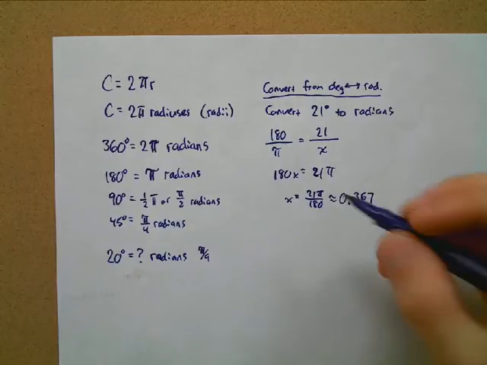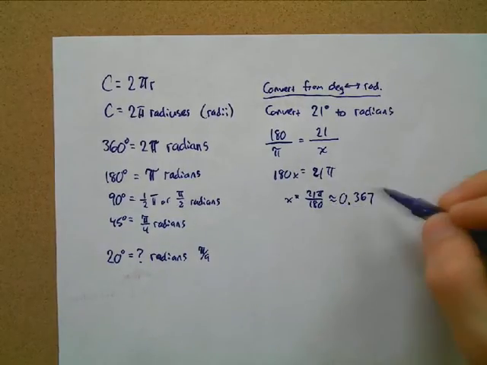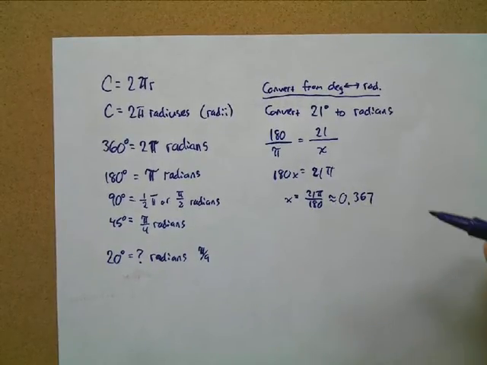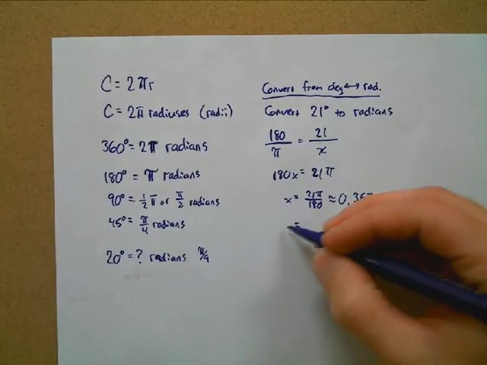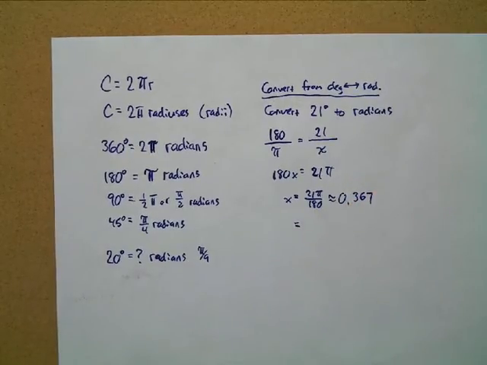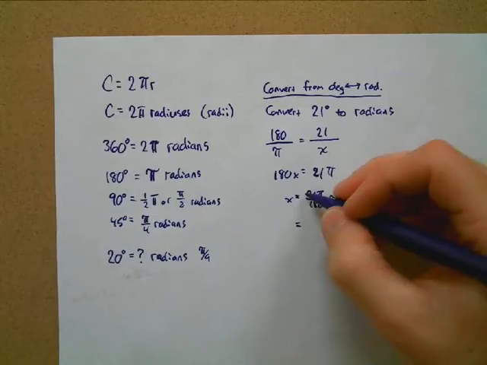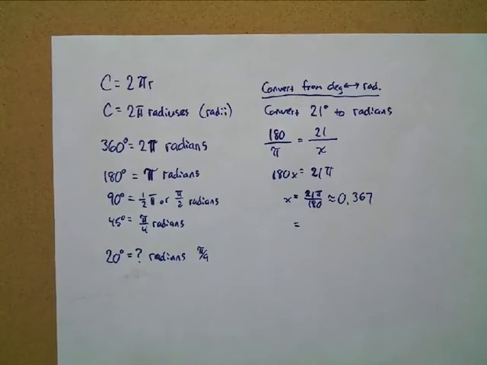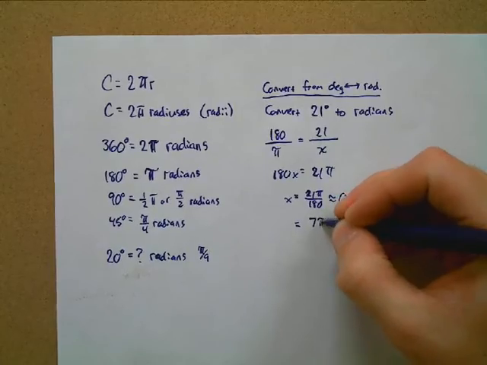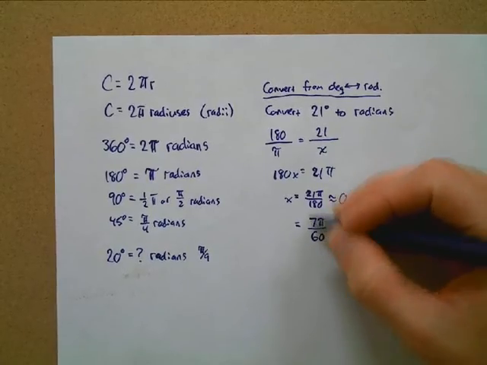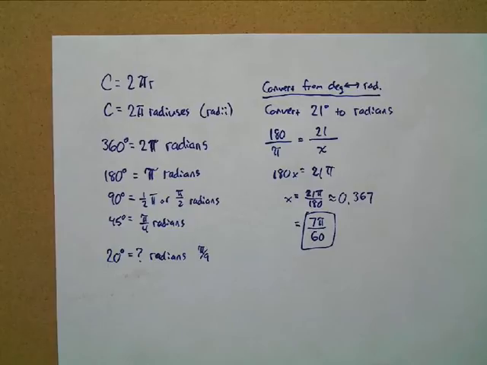But 21 over 180, we can simplify that, can't we? What does that simplify to? Or what can we divide out of both 21 and 180? A 3, right? And so we could really call that 7 pi over 60. And then that's as simple as it gets. Okay, so you do want to simplify. But there it is.